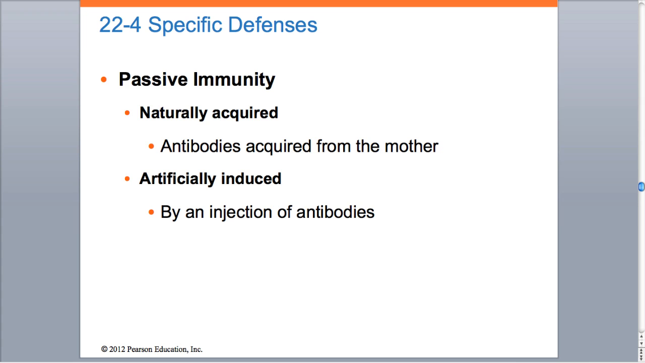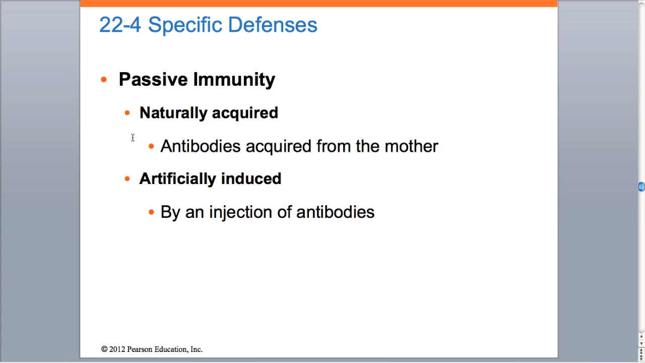We have passive. Passive can be naturally acquired passive immunity. So naturally acquired passive is what I said earlier, antibodies from the mom through breast milk. That is natural. So naturally passive. Why is it passive? It's passive because you did not make the antibodies. Mommy made the antibodies and gave it to you. So anytime you see passive, it means somebody else made the antibodies but gave it to you.